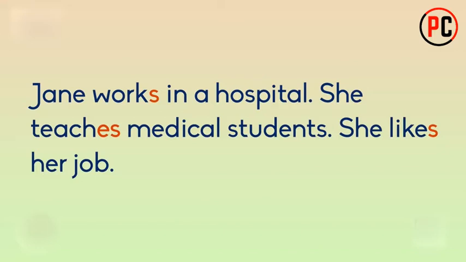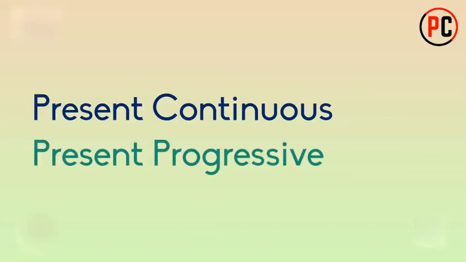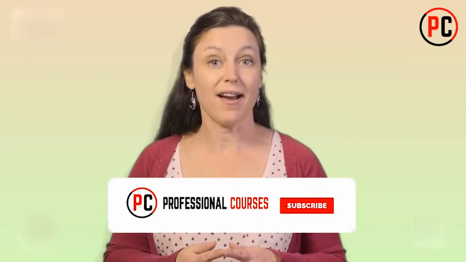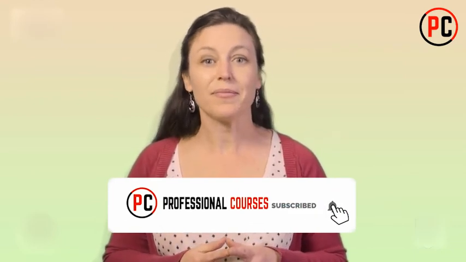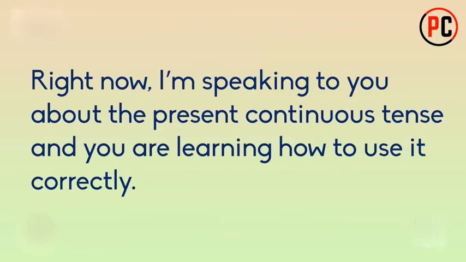Next, let's look at the present continuous, or as it's sometimes called, the present progressive. This tense is used to speak about actions that are happening right now, or right about now. For example, right now, I'm speaking to you about the present continuous tense, and you are learning how to use it correctly.